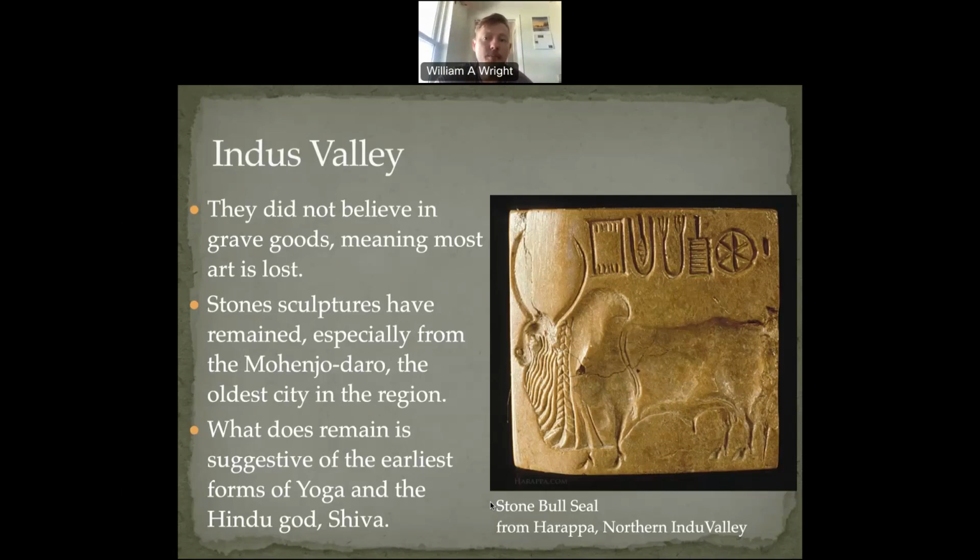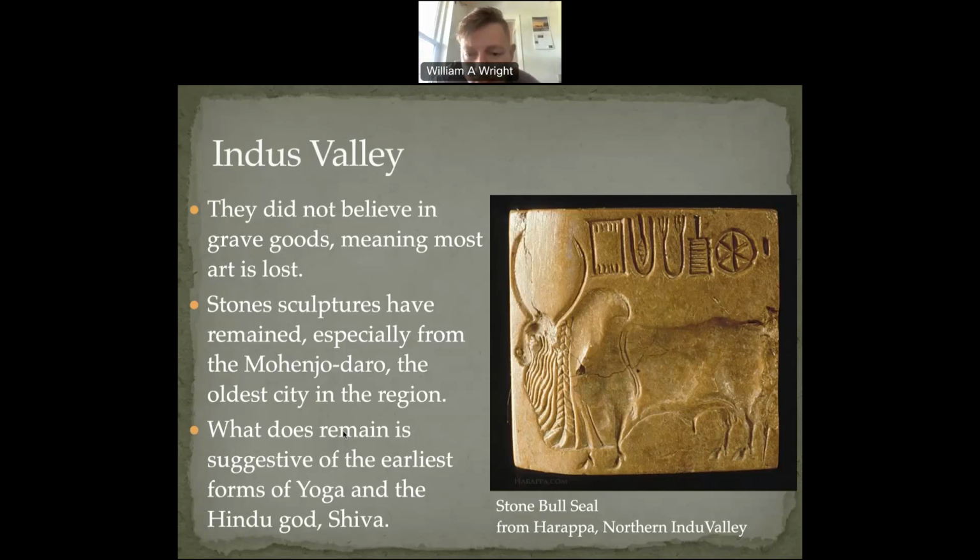But the first things that we do have, besides cave paintings in ancient central India, are stone sculptures that remain from Mohenjo-daro, which is the oldest city in that region. And we know it was populated back to, I guess, the third millennium BC. In any case, this Mohenjo-daro area is the oldest, and what we have is suggestive of early forms of yoga, early forms of the Hindu god Shiva. So we already know Hindu and yoga practices are taking place, at least in some version.